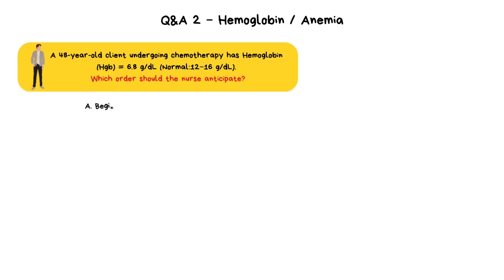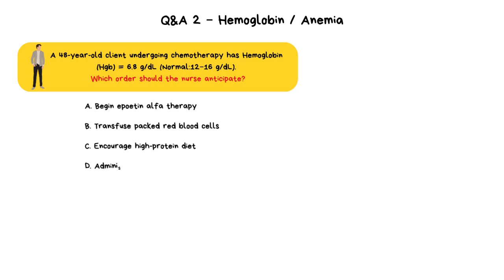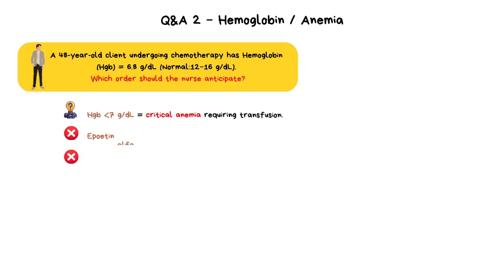Option A, begin epoetin alpha therapy. Option B, transfuse packed red blood cells. Option C, encourage a high-protein diet. Option D, administer iron supplements orally. Pause and choose your answer. Rationale: A hemoglobin below 7 is critical and requires immediate transfusion. This is the fastest way to restore oxygen delivery.